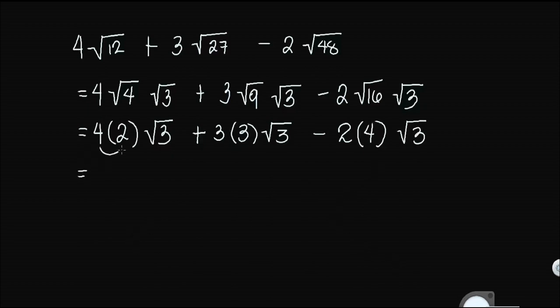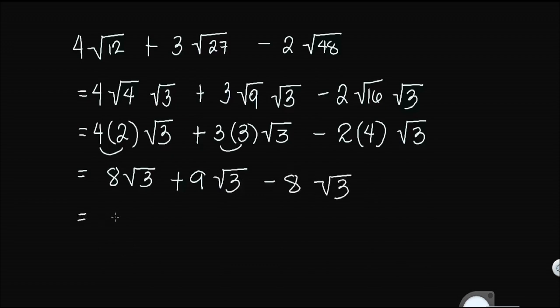Now we multiply the numbers outside. 4 and 2, we have 8 square root of 3. 3 times 3, 9 square root of 3, minus 2 times 4, we have 8 square root of 3. Then we add, since the numbers inside the root are the same. We add the numbers outside. Okay, we can cancel, no? 8 square root of 3. And what remains there is 9 square root of 3.